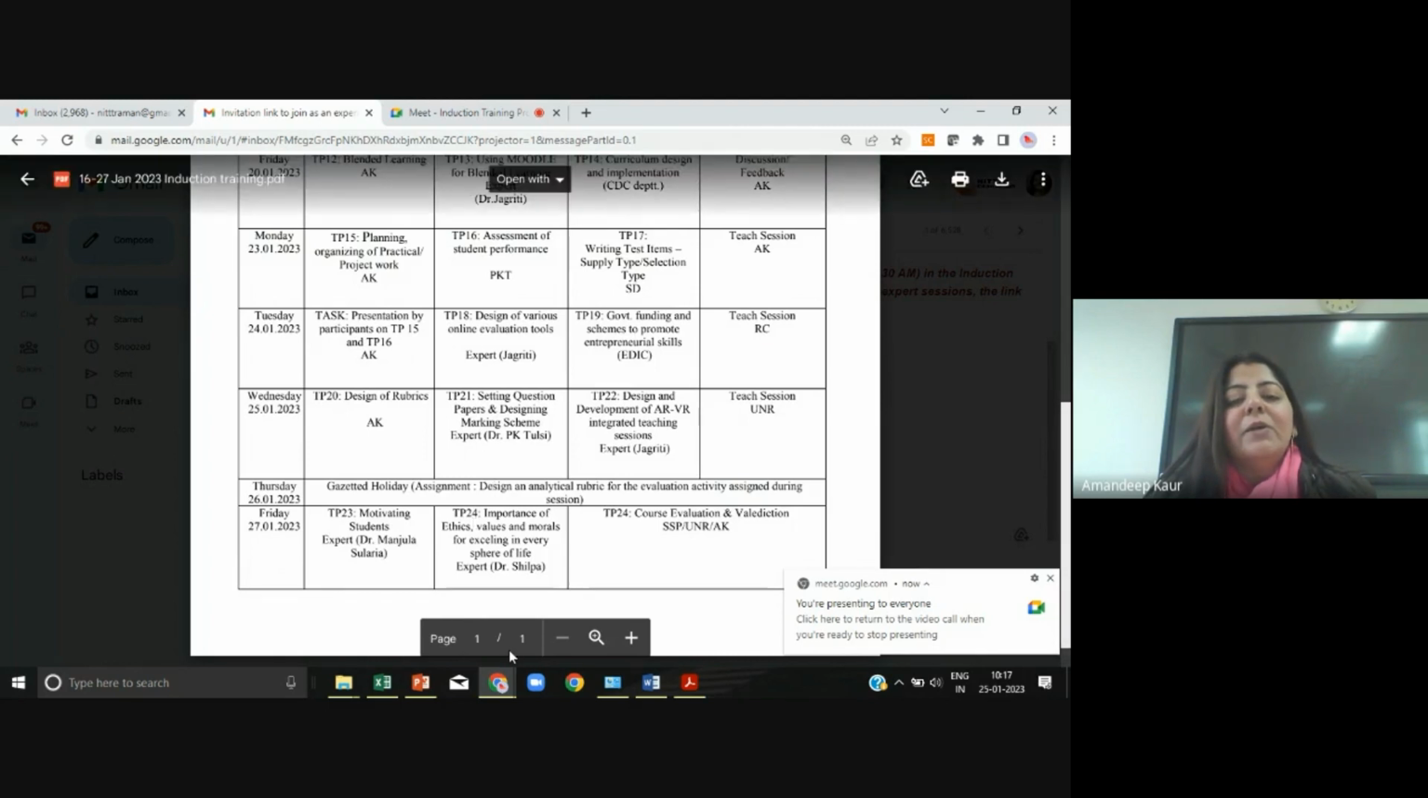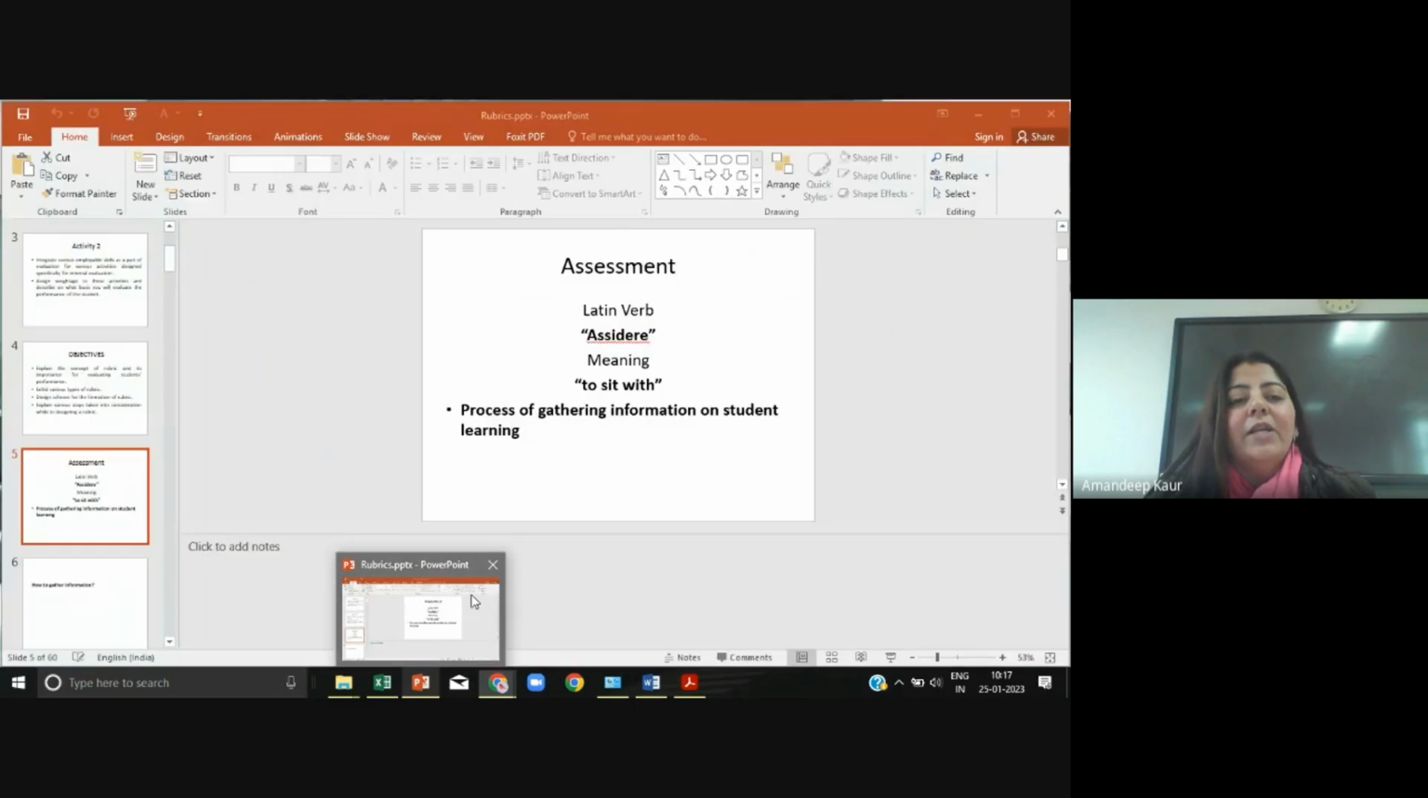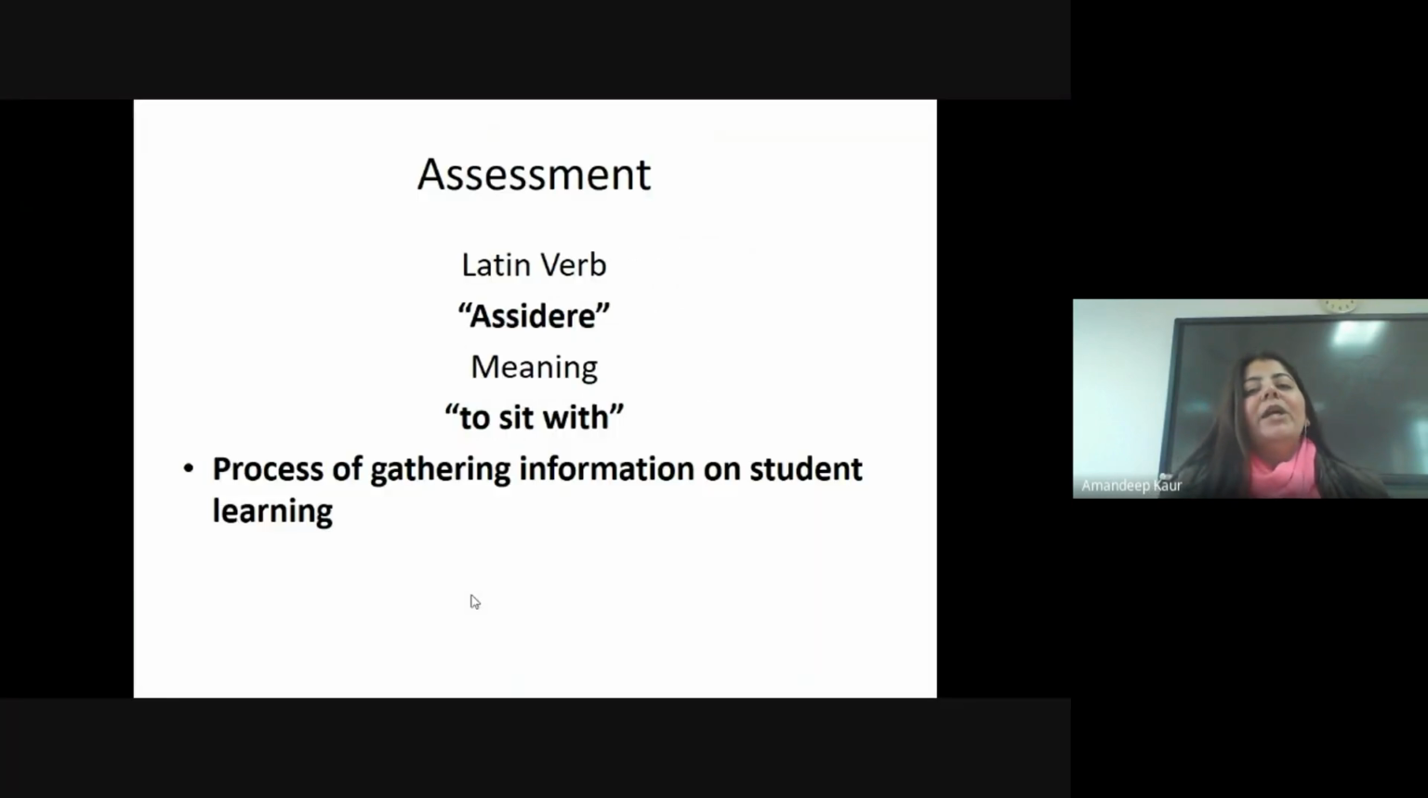As far as the development of a rubric is concerned, a rubric can be used for assessment and evaluation both. I hope up to now it is clear that assessment is basically from a Latin verb, assidere, meaning to sit with. So when we are assessing the performance of the student, it means we are collecting information in terms of student learning. It means the teacher or the faculty needs to devise ways by which the teacher comes to know whether my students are able to go through that course content or not.